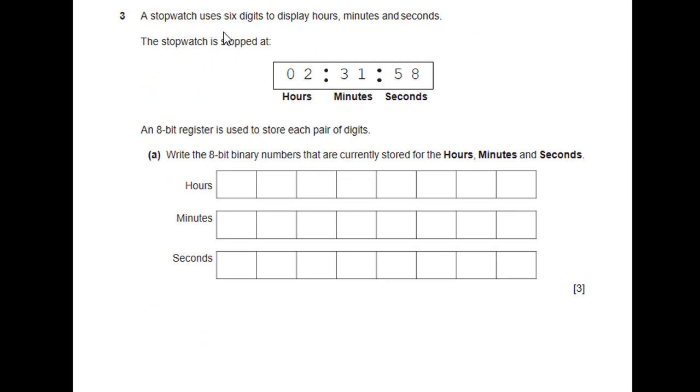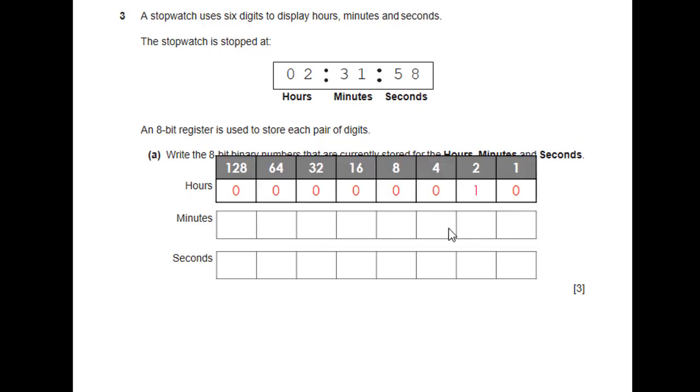Now we're going to look at binary. So stopwatches use 6 digits to display minutes and seconds. So we're going to use an 8-bit register to represent each one of these numbers. So it's going to ask you to convert hours into binary, or 02, and then 31 and 58 into binary.